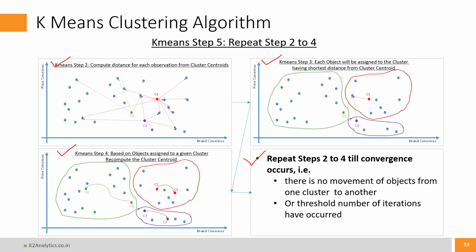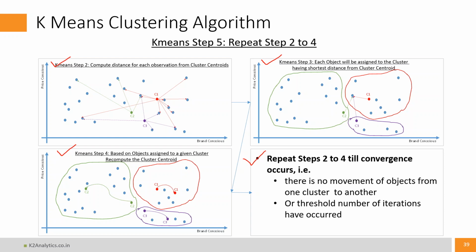When is convergence going to occur? Convergence will occur when there is no movement of an object from one cluster to another. Which means after recomputing the centroid, I recalculate the distance, and after recalculating the distance, I see the objects which were assigned to cluster C1 continue to remain in C1. They do not move.